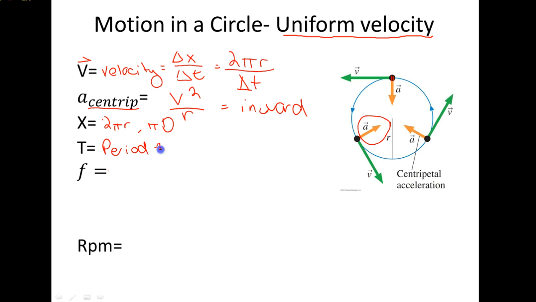So the period is the time it takes for one revolution. If I'm on a Ferris wheel, it's the amount of time it takes for me to get from the top of the Ferris wheel all the way around and back to the top, to complete one revolution. We measure period in seconds, which is the SI unit for time, so our unit has to be seconds.